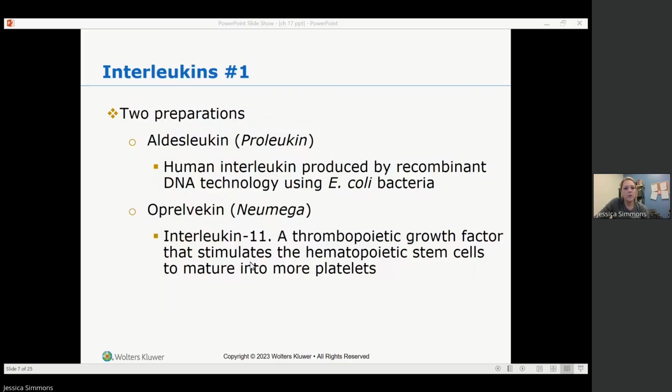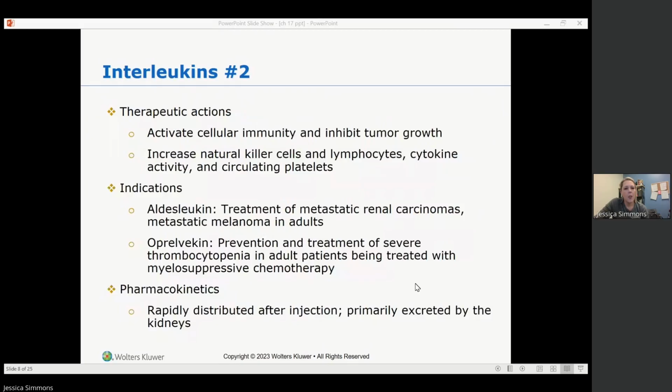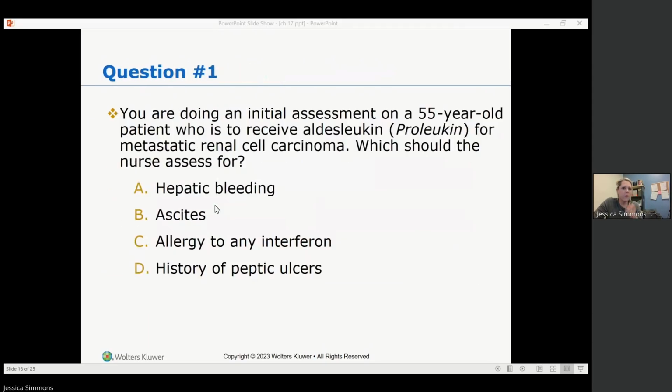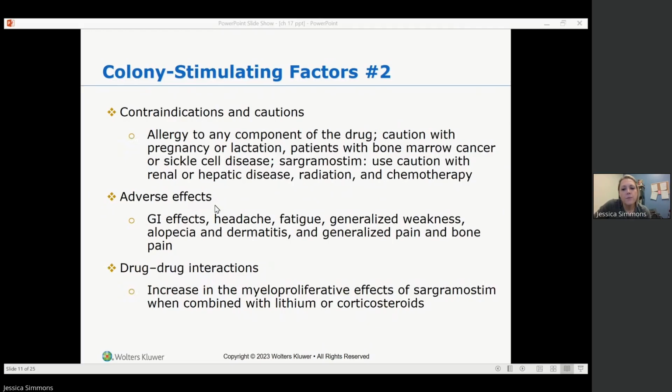I don't need you to know either of these meds. The colony stimulating factors, that is the Neupogen and Neulasta. Those are the most common ones in this classification. So you want to be aware of GI effects, headache, fatigue, generalized weakness, alopecia, dermatitis, generalized pain, bone pain, because it's stimulating the bone marrow, so they could have bone pain from that.